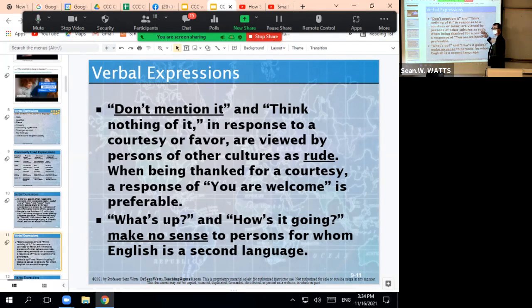Many simple things that you think are good can be considered rude by other people. Same as what's up or how's it going? Very, very popular in North America, but in most other countries, it makes no sense at all.